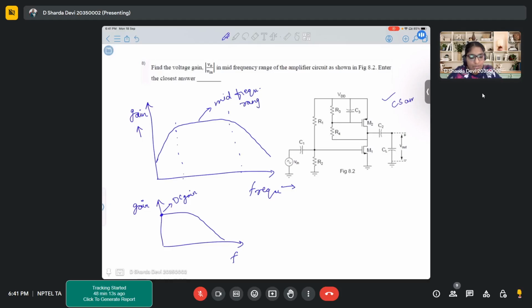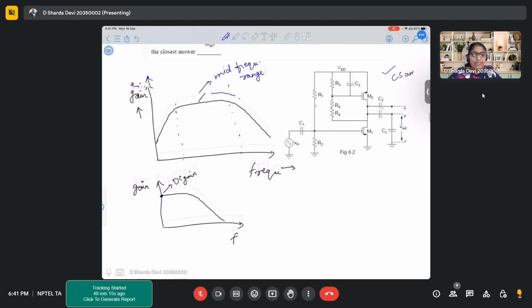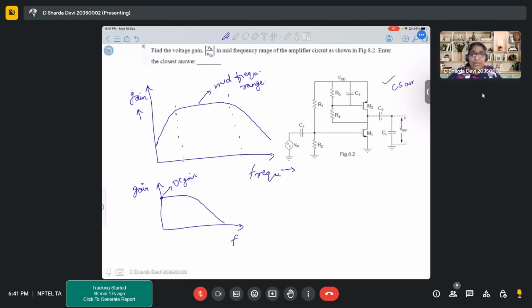So ultimately, what they want you to calculate is the maximum gain that you can get from your circuit. This is also the only gain which will stay constant for a certain range of frequencies. So this is actually the gain that you are getting out of your circuit. Is it clear? Any doubts? Yes, ma'am. Clear, ma'am.